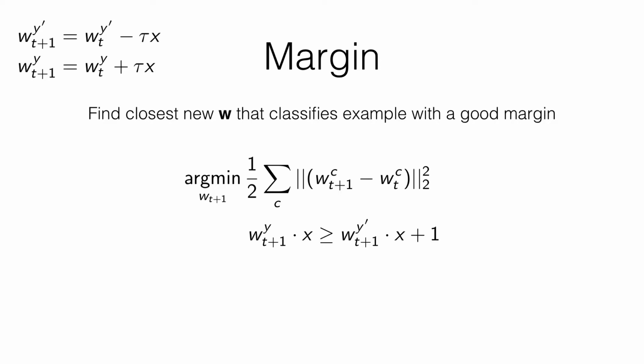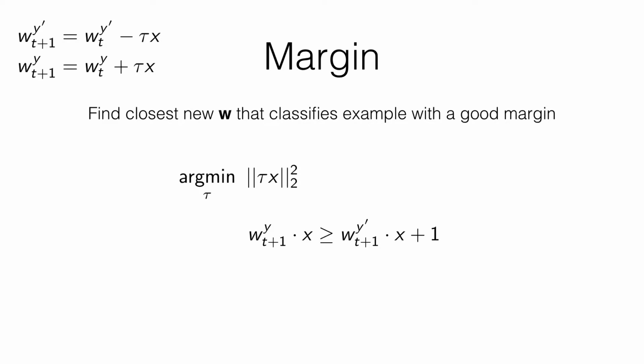it's summing up over all the different classes the distance from the previous weight vector to the new weight vector. And based on the update equation, we're only going to update two of those, right? So that distance is going to be 0 for all but two of those classes. And the distance for those classes is going to be exactly tau times x. So we can actually replace this term with this much simpler term to think about.